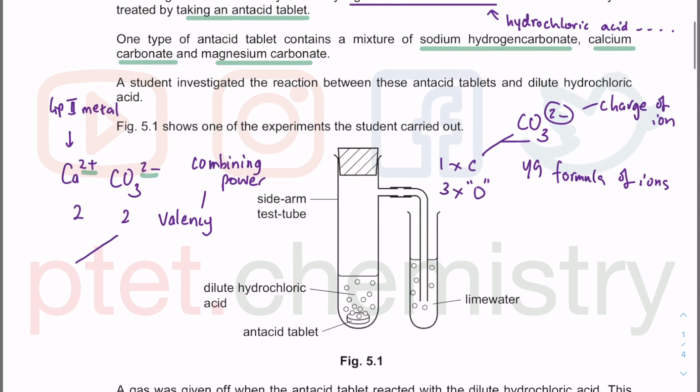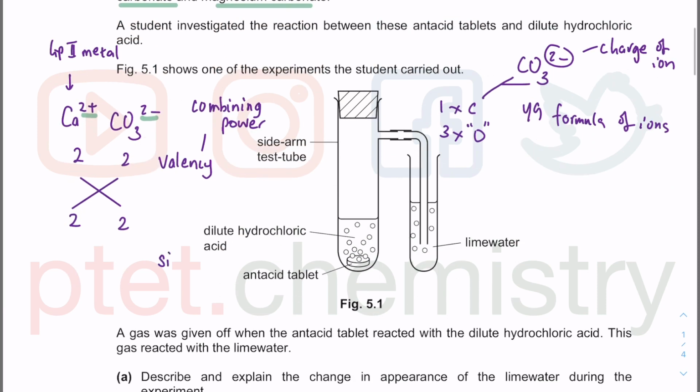And they were all from year 9 where we did the crisscross and we exchanged the valency. The 2 on the right goes to the left, the 2 on the left goes to the right. And of course, this is not in the simplest form. You need it in the simplest ratio. 2 and 2 can be divided by 2 on both sides, and this gives you 1 and 1.